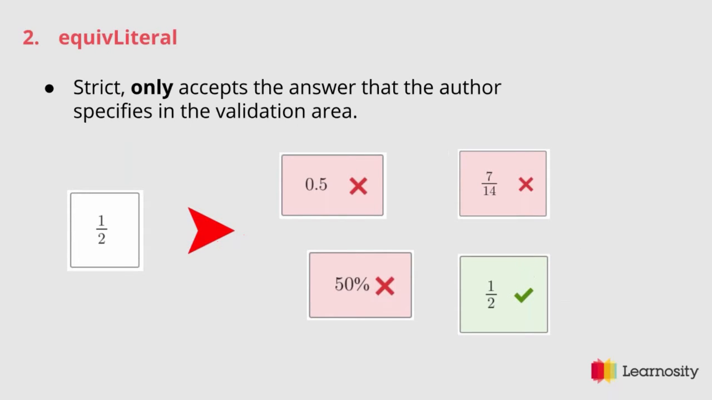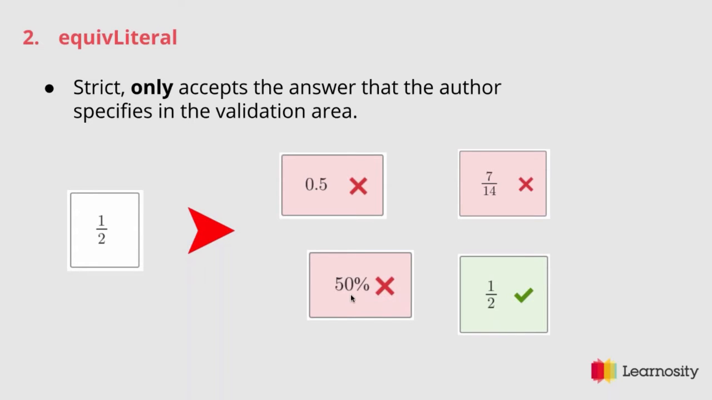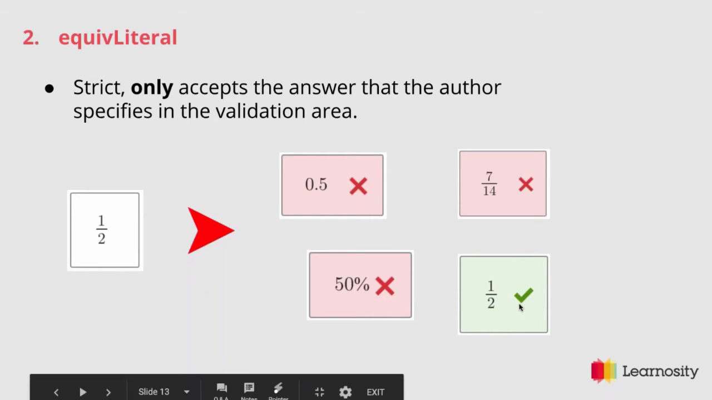Then we have equivLiteral, which is actually the complete opposite. It's really, really strict. It will only accept an answer that is exactly what you specified in validation. So with this, we have a half here. It won't accept 0.5, or even 7/14, even though it's a fraction. 50%, it won't accept that either. Whereas our previous scoring method, equivSymbolic, would have accepted those as correct. So equivLiteral will not, it will only accept a half. So it's extremely, extremely strict.